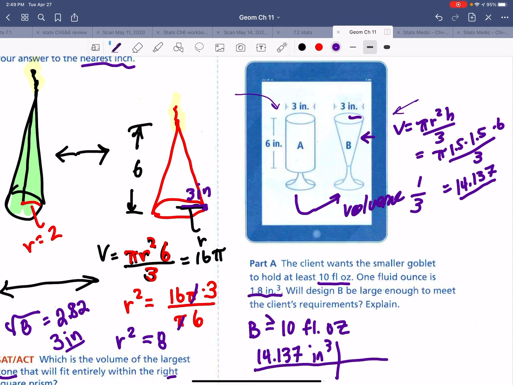But I want to move it into fluid ounces, so I have a magical 1. 1 fluid ounce is equivalent to 1.8 inches cubed. So I'm going to divide by this 1.8 because I get 1 fluid ounce. See how this cancels here? So we take our answer and divide by 1.8, and we get 7.85. Will it be large enough? No, not large enough. That is smaller than 10.